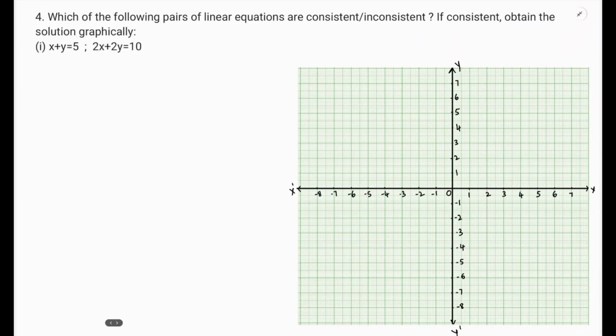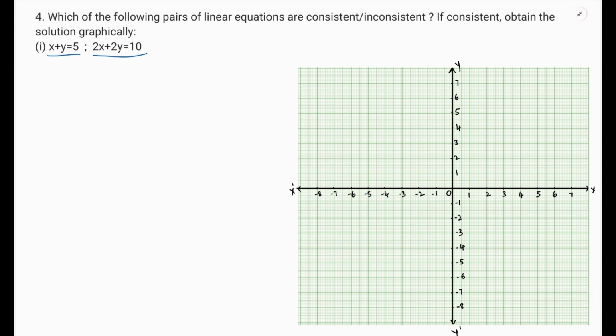Okay. Fourth one, which of the following pairs of linear equations are consistent or inconsistent? If consistent, obtain the solution graphically. We have to check if these equations are consistent or inconsistent. If it is consistent, we have to find the solution.